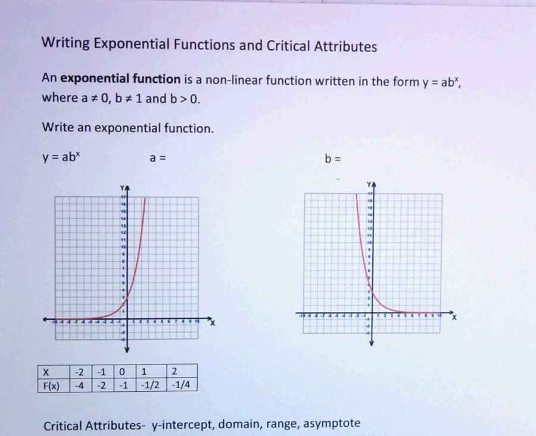In this lesson, we're going to look at how to write exponential functions and how to identify their critical attributes. We're also going to look at graphing. So a lot of things going on in this lesson. So first of all, let's look at the definition of an exponential function.